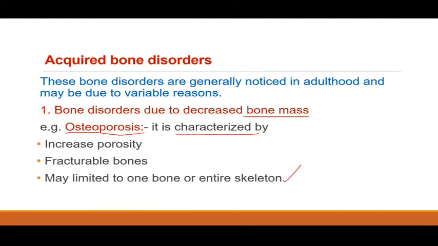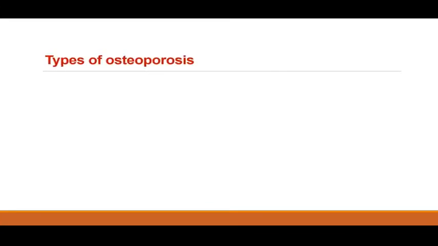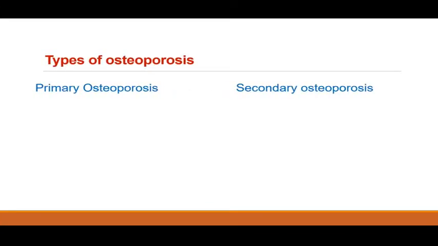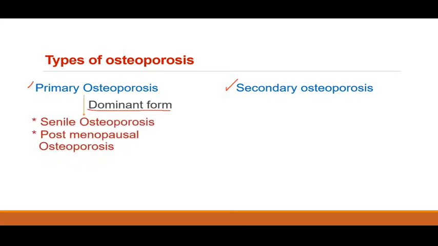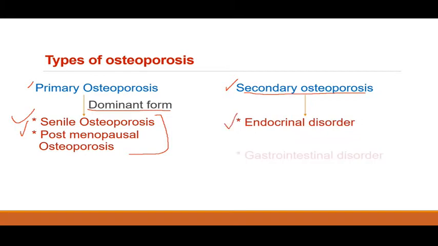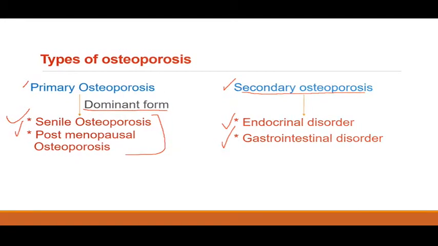the entire skeleton. Depending on the cause, the osteoporosis is of two types. First is primary osteoporosis and other is the secondary osteoporosis. The primary osteoporosis is the dominant form of osteoporosis and it may be senile or post-menopausal osteoporosis. So it is of two types. One is senile osteoporosis and other is post-menopausal osteoporosis. Secondary osteoporosis is again of two types, endocrinal disorder and other is a gastrointestinal disorder. Let us take one by one.